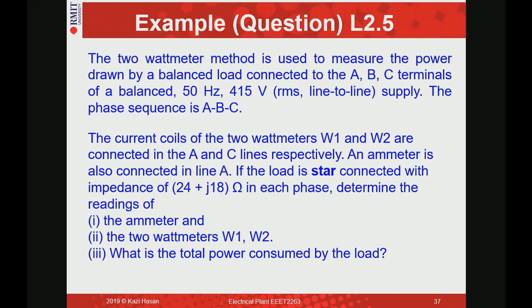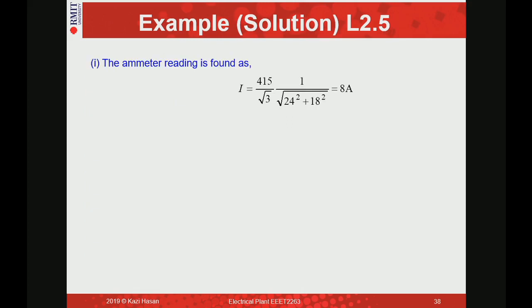Then what are the readings in the 2 wattmeters and what is the total power consumed by the load. So with the information given here, the ammeter reading is actually just the line current, which is the same as the phase current for Y connected circuits. The line to line voltage is given as 415. We divide by root 3 to make that into phase voltage, and we divide by the impedance to get the phase current.